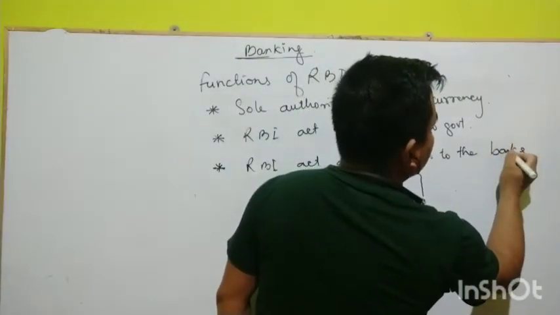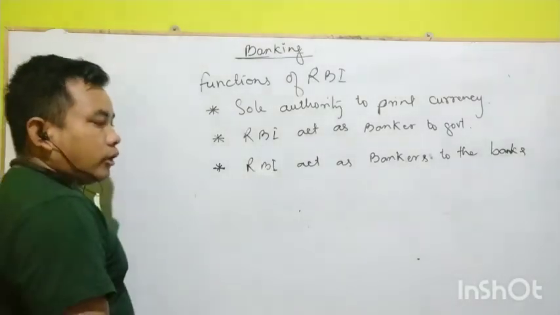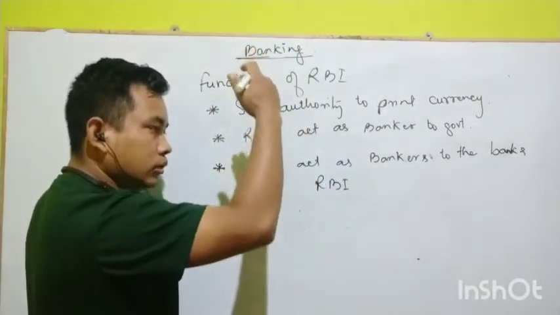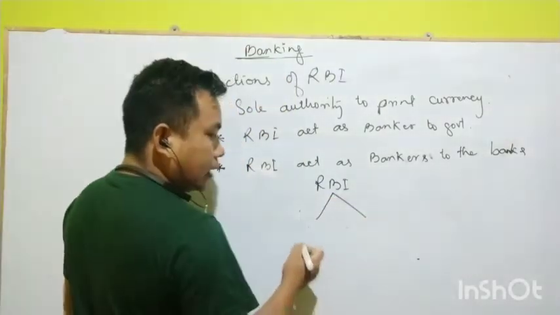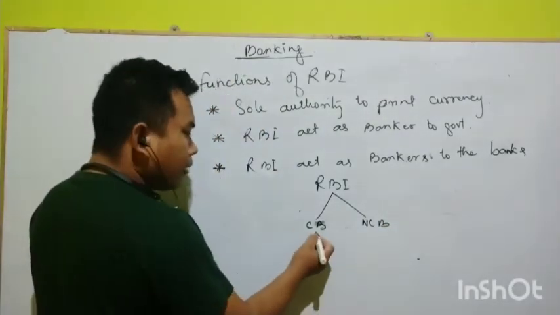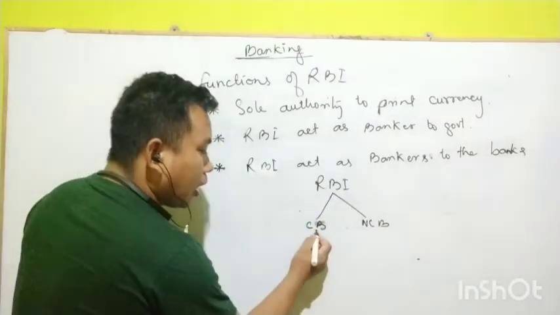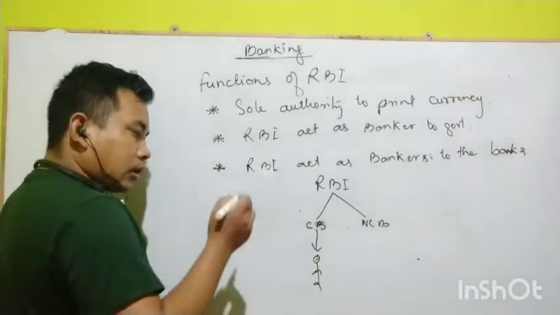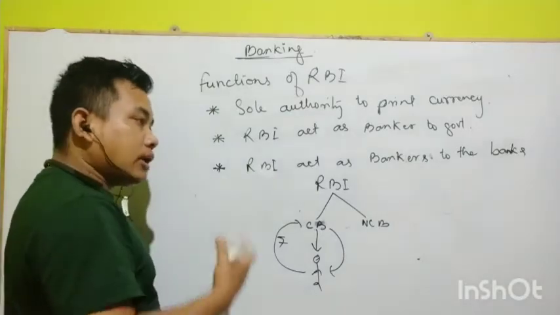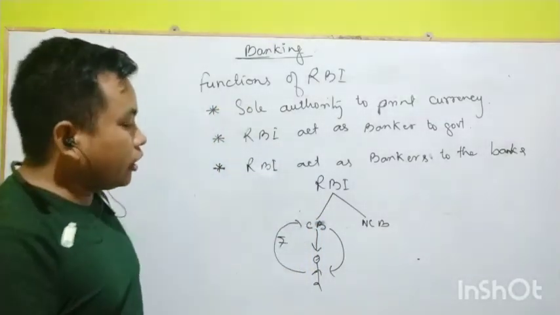Bankers to the banks. So here comes another one, banker to the banks. Look at the financial system structure: RBI is at the helm, at the top. Under this we have different banks, called commercial banks and non-commercial banks. Under commercial banks we have lots of banks, public and private. Common people like us deal with commercial banks like SBI, where we can deposit and withdraw money. We can do the banking activities with the commercial bank.